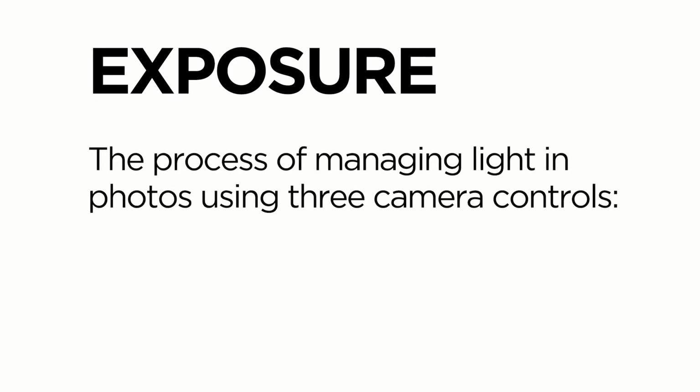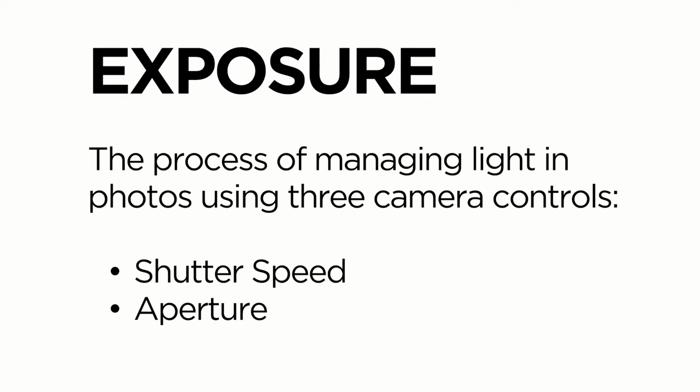So we're going to start where we started the quarter with exposure. And exposure is the process, as you can see here, of managing light in our cameras using 3 controls. And those 3 controls are shutter speed, aperture, and ISO. And I'm going to go through in detail about each one of these. Important thing to remember about each of these elements is all 3 of them will make your photos brighter or darker. They have the ability to do that.